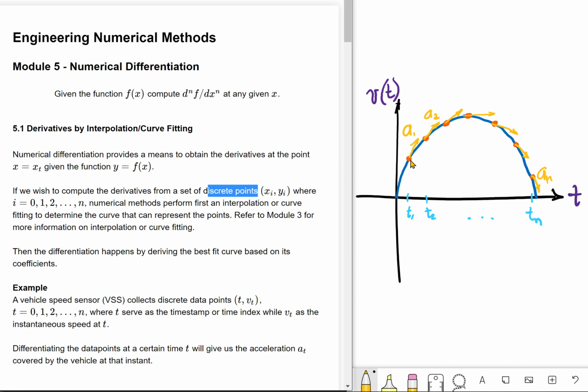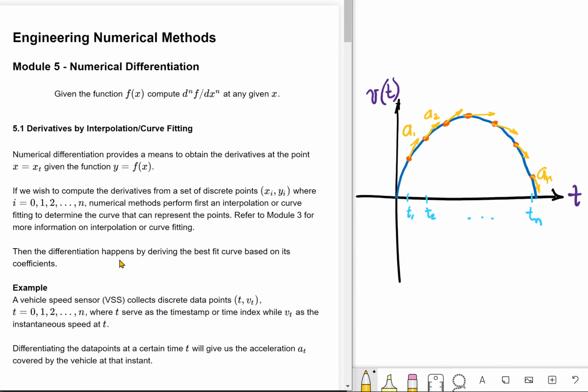For example, in this diagram here we have a set of points 1, 2, 3, 4, 5, 6, 7. So we have 7 points, and then this curve, the blue one, serves as the line or curve that represents these points. Okay, so you can understand the behavior of that system expressed by those discrete points. Now, as I said, if you want to go deeper into interpolation and curve fitting, I'm inviting you to check module number 3.